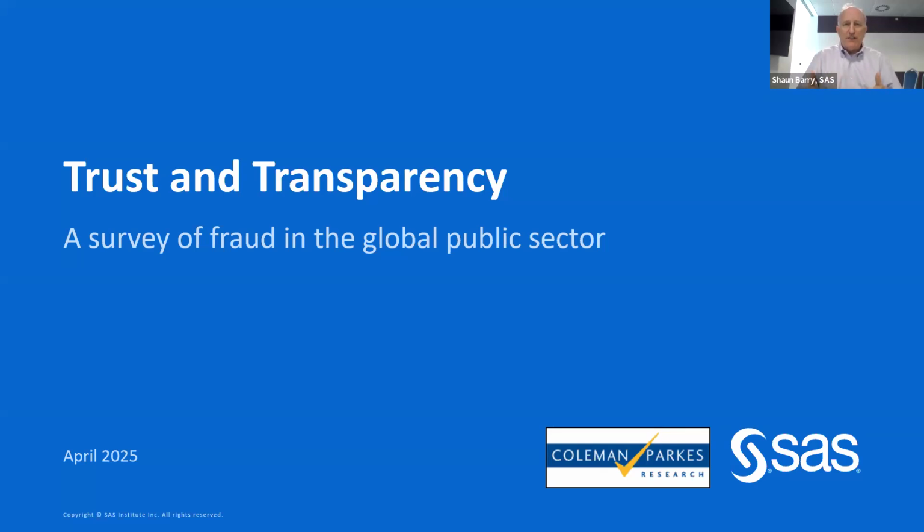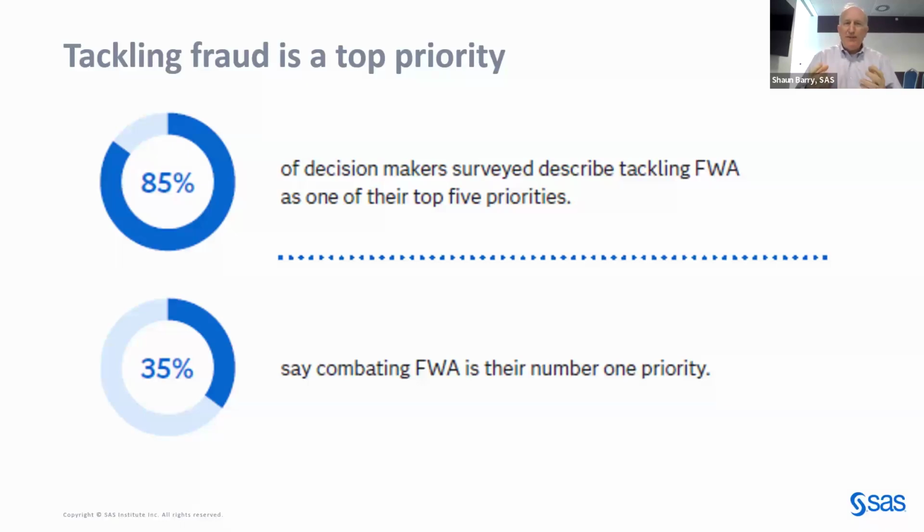So I have a few results that I'd like to show you based on this Coleman Parks research survey that was done as I described. Raquel, if you can go to the first slide, please. I want to be clear on this. Tackling fraud is a very important priority with government leaders these days. So the 2 data points that I want to present to you: one is 85% of those 1,100 recipients said that tackling fraud, waste, and abuse was one of their top 5 priorities. And in fact, 35% said it is their number 1 priority in their government organization.